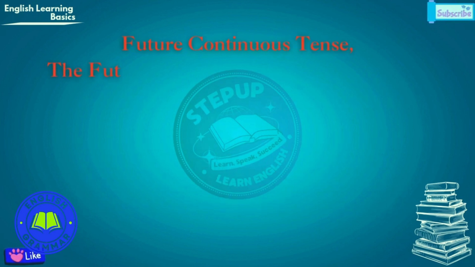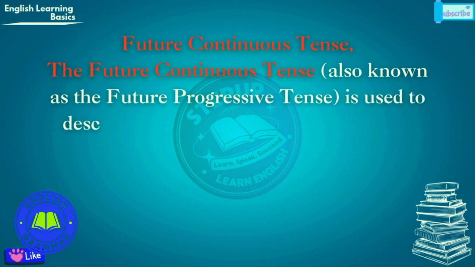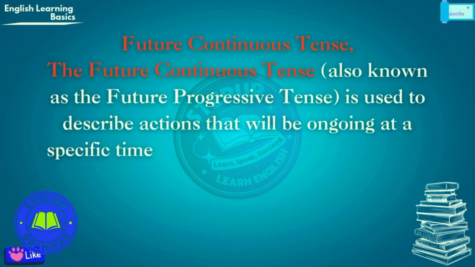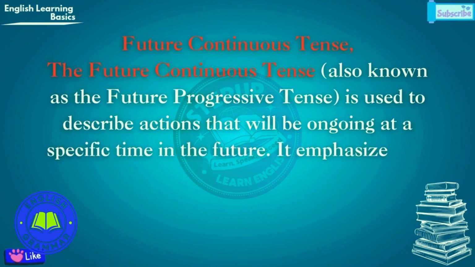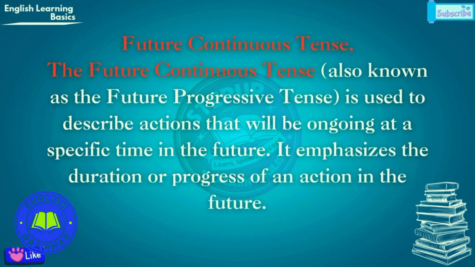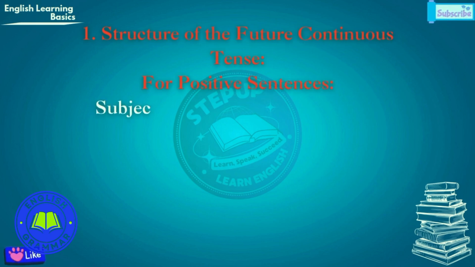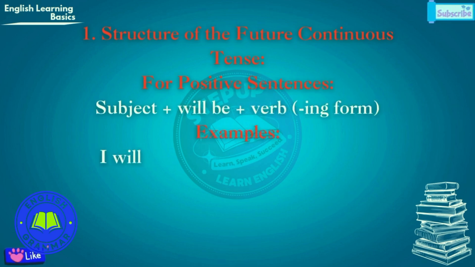Future continuous tense. The future continuous tense, also known as the future progressive tense, is used to describe actions that will be ongoing at a specific time in the future. It emphasizes the duration or progress of an action in the future. 1. Structure of the future continuous tense. For positive sentences: subject plus will be plus verb, ing form.